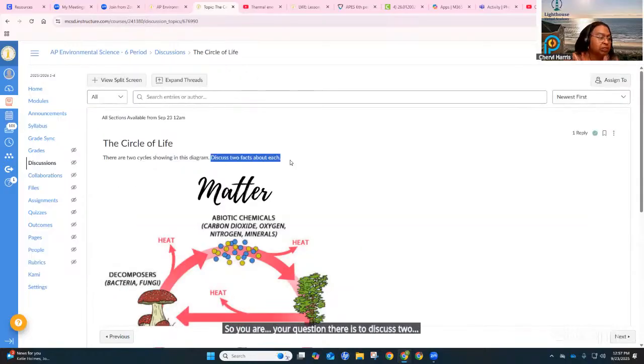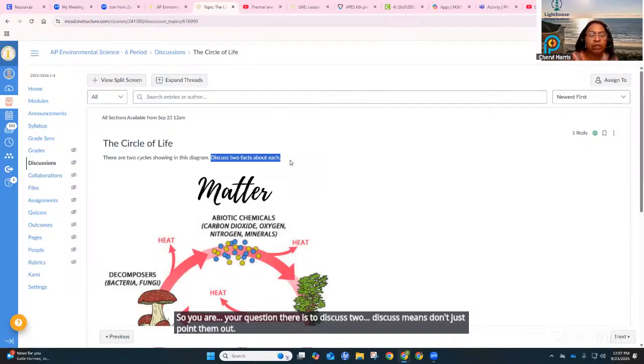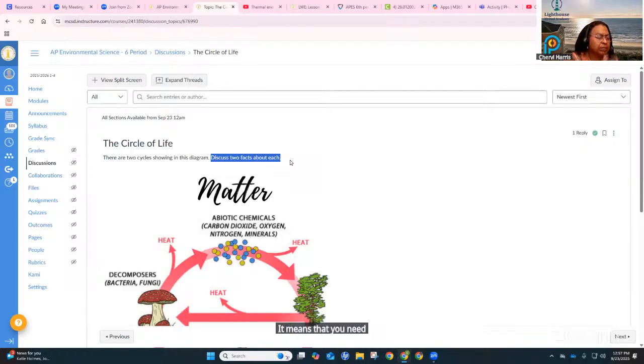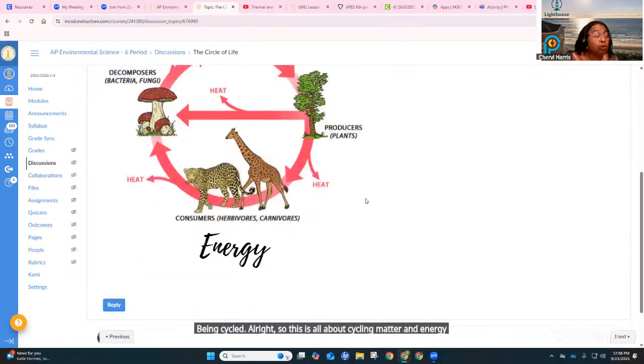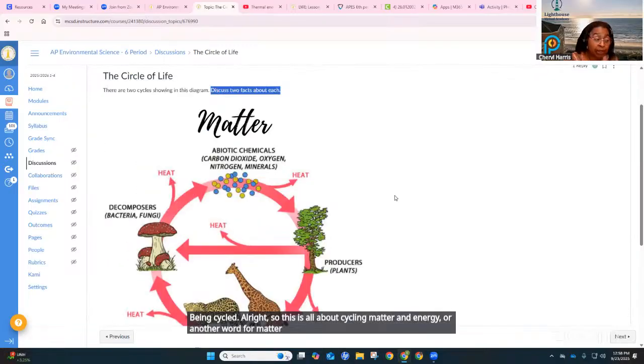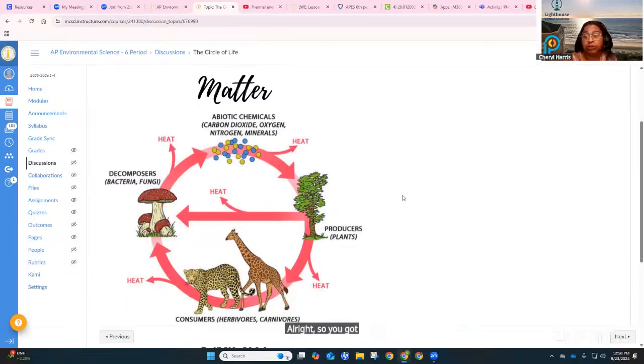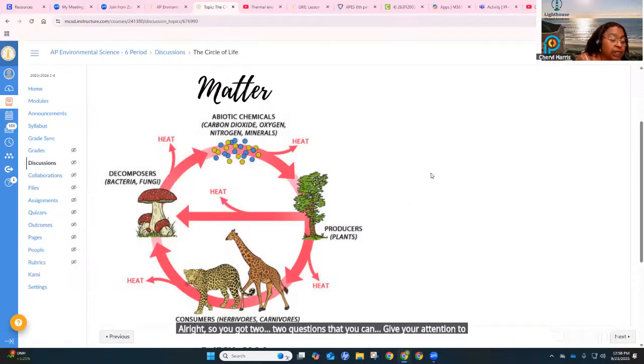Discuss means don't just point them out. It means that you need two solid sentences discussing what's going on. How is matter and energy being cycled? All right, so this is all about cycling matter and energy, or another word for matter would be biomass. So you have two questions that you can give your attention to for the rest of the class time.